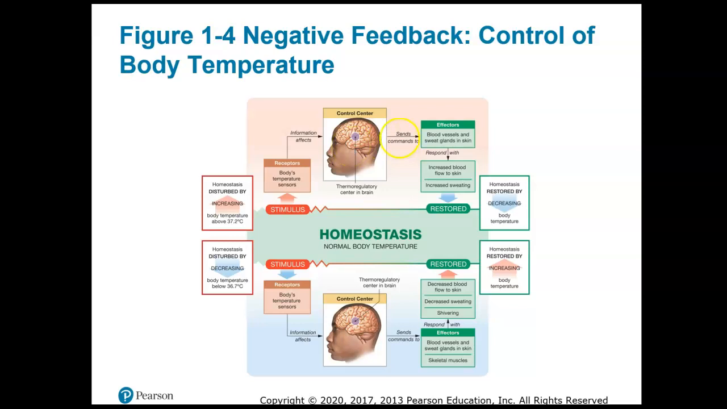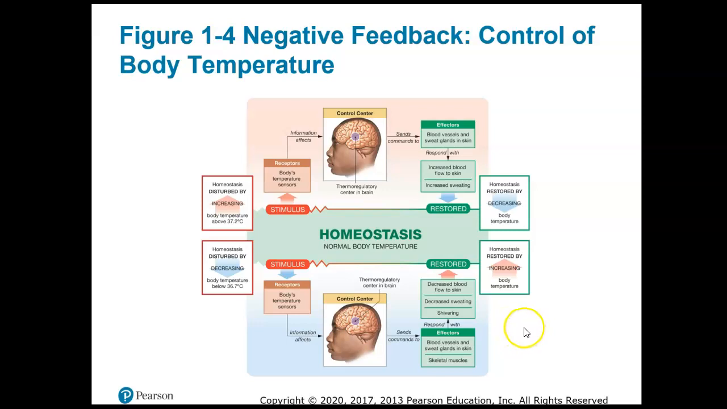And the hypothalamus then sends commands if the body temperature has gone up. Then it tells the blood vessels and the sweat glands in the skin to respond by increasing blood flow to the skin and increasing sweating. This is going to cool us down. It's going to lower our body temperature, which is opposite, negating the original stimulus. And then you can read the way that our body responds to a decrease in our set point. But this is an example of negative feedback.